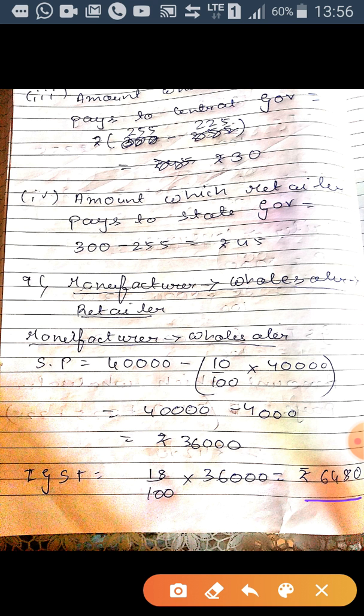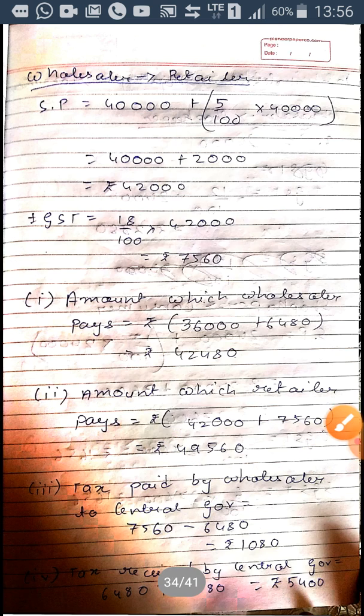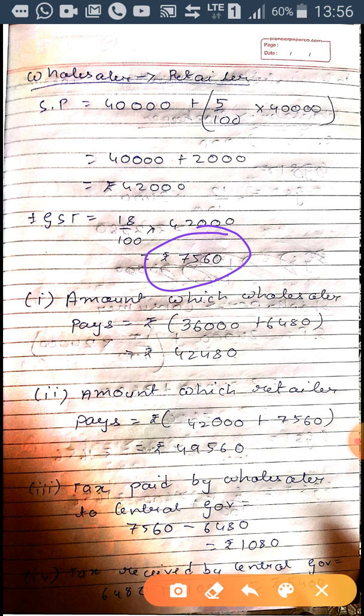Yes, and then he is not going to take this whole thing on himself. He is going to recover it from the person whom he sells it to. And who is he selling it to? He is selling it to the retailer, from whom he gets 7560. So how much is he paying? 7560 minus the thing which he had paid when he had bought it. So it will be 7560 minus 6480, which is 1080.